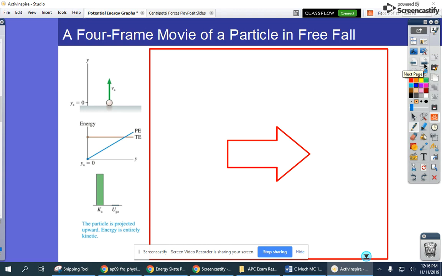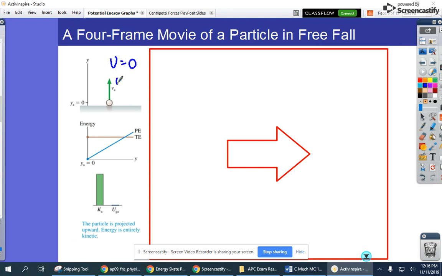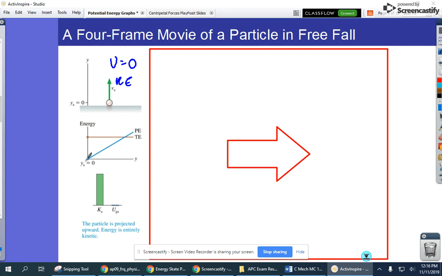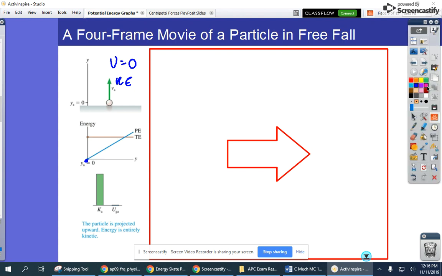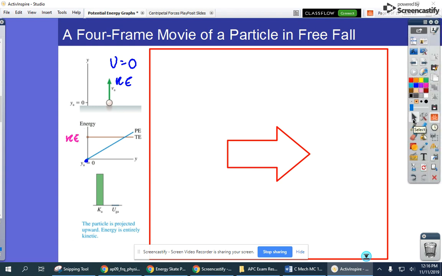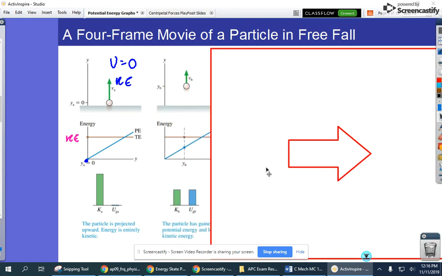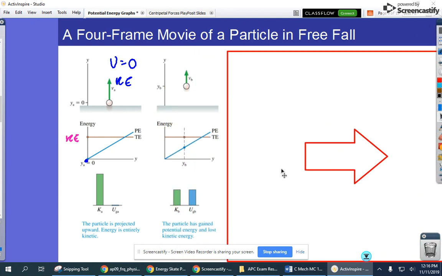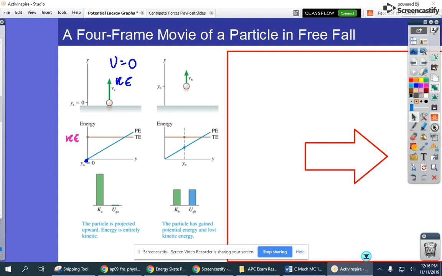Okay, so here's a little example of, let's say we throw a ball up in the air. Well, if I throw a ball up in the air, it starts out with 0 potential energy, but it does start out with some kinetic energy. So you can see on our graph here, we're down here at 0 potential energy, that blue line, but our total energy is not 0 because we do have some kinetic energy. So at first, this represents just kinetic energy. Well, as I throw it up into the air, it loses a little bit of kinetic energy, but gains potential energy.